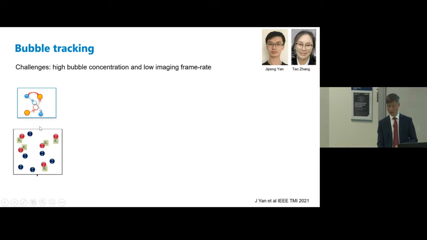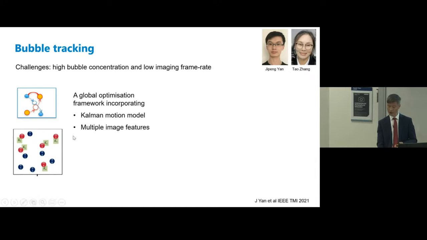So there's ambiguity. And also, for bubbles, there is an extra challenge. For humans, they probably won't disappear, but for our bubbles, they can pop, right? They can disappear. And new bubbles can come in because it's 2D imaging. They can come in from off plane. So there are lots of challenges.